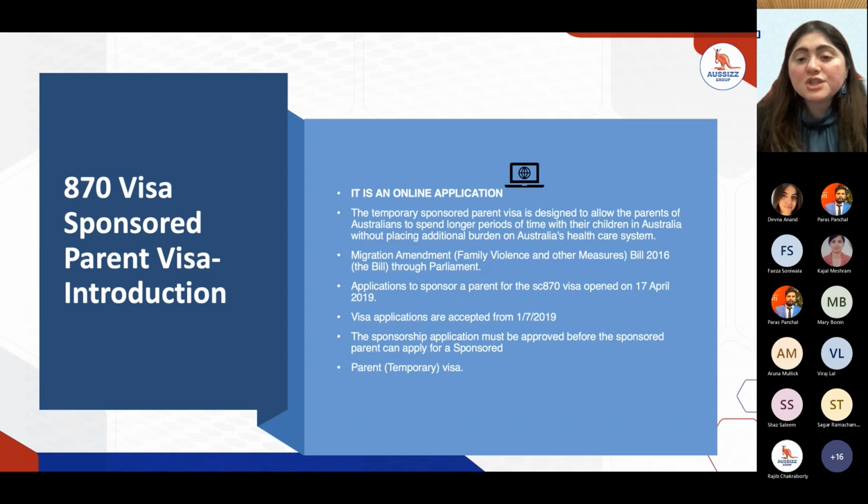And the sponsorship application must be approved before the parents can apply to be sponsored. So unlike the parent visas, where you can straight away lodge the paper application and do not need a sponsorship approval, in the case of 870, you first need to be approved as a sponsor. So your child, who is a resident or a citizen, needs to be approved as a sponsor. Once the sponsorship is approved, then you apply for the 870 application. Without sponsorship approval, you cannot apply for 870.